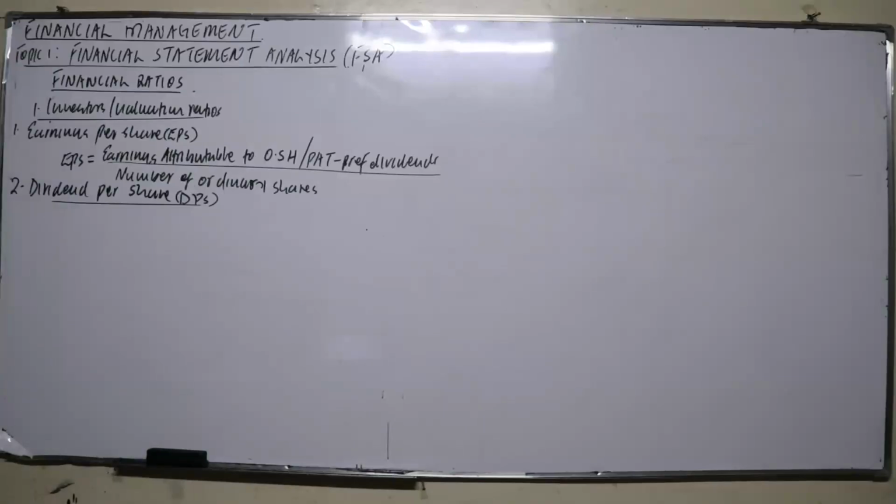Number two is the dividend per share. This indicates the actual cash recommended or payable as dividends to each share held by an investor.